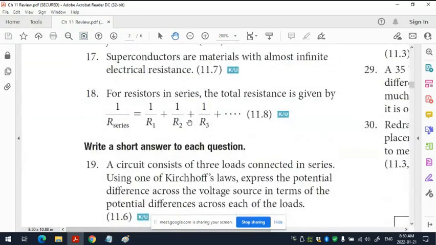Superconductors are materials with almost infinite resistance. When you conduct very well, do you have a big resistance or a small resistance? Which means superconductors have an almost infinite electrical resistance or an almost zero electrical resistance? Almost zero, exactly. So that is a false statement.